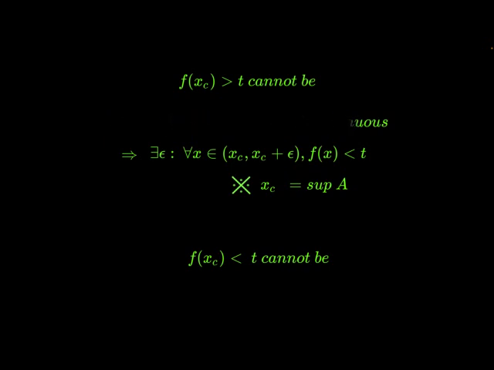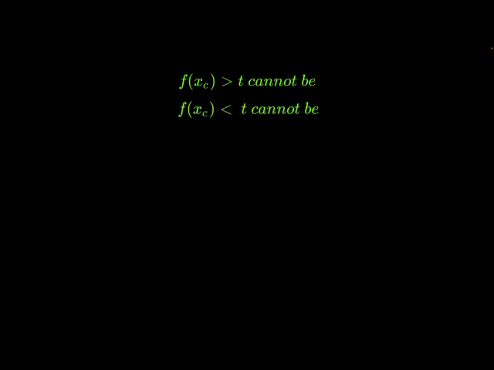Just putting it together a little bit here, we have f of x sub c greater than t cannot be, and it also cannot be less than t, so we must assume that f of x sub c is t. Now we have our domain value that evaluates to t, and so we have the conclusion of the theorem, basically.